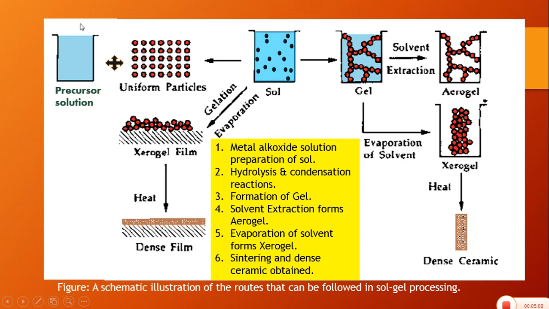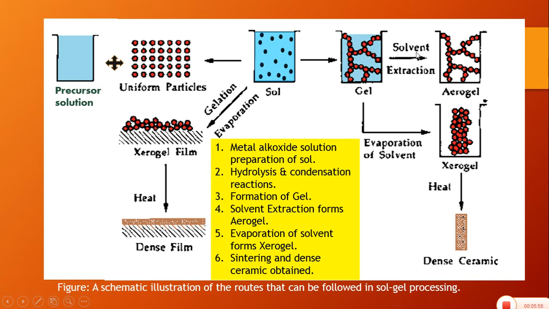Here you can see in the picture that this solution was dispersed and a sol was formed, in which the colloidal particles are randomly moving. They are doing Brownian motion, and as it is a stable sol, you can see that the colloidal particles are dispersed homogeneously. After the process of hydrolysis and condensation, we get a gel, and we can see the polymer chains created over here.